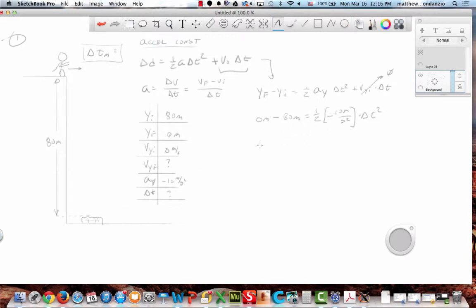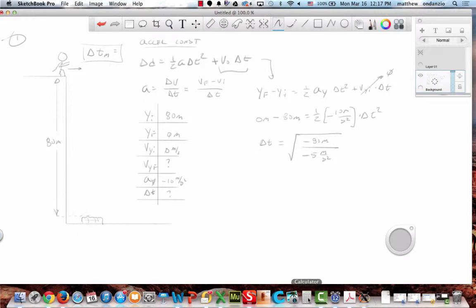Now, I can say that my delta t is equal to the square root of negative 80 meters divided by, I'm just going to multiply the 10 and 1/2, divided by negative 5 meters per second squared. Does everyone see how I got that? Because negative 5 is 1/2 times negative 10. And then I divided that to that side, and then I did the square root piece. Everyone follow the steps I did there?